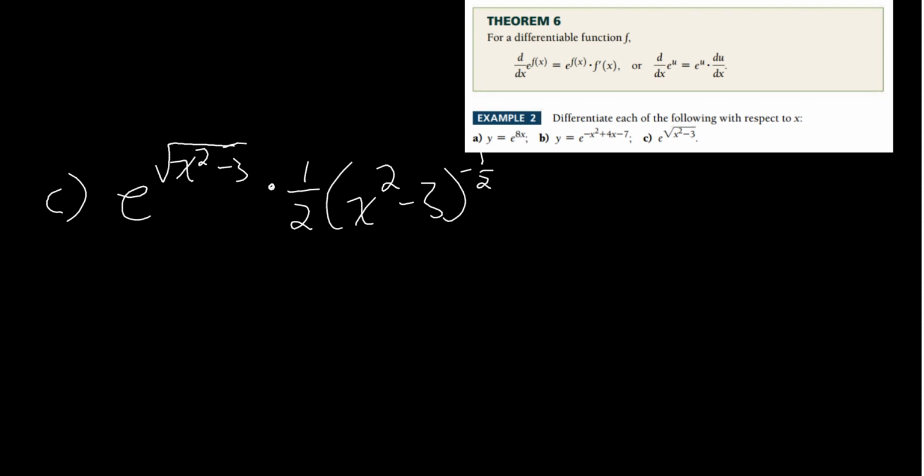Negative 1/2 power. And then we're going to multiply that by the derivative of the inside, which is simply going to be 2x, right? Because the derivative of negative 3 is just 0. And then if we clean this up, the 2x times 1/2 is just going to be x, and we can put that out front as well. So it's going to be x times e raised to the square root of x squared minus 3.